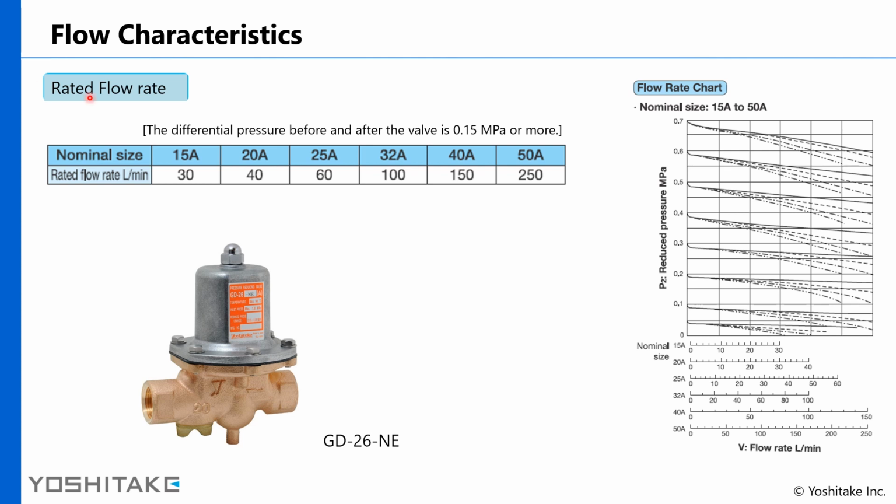This is rated flow rate. For example, for 25A of GD26NE, the rated flow rate is 60 liters per minute. This is the flow rate chart for choosing the size. When we do not know the size and we only have the information of flow rate and reduced pressure, by using the rated flow rate, we can choose the nominal size.